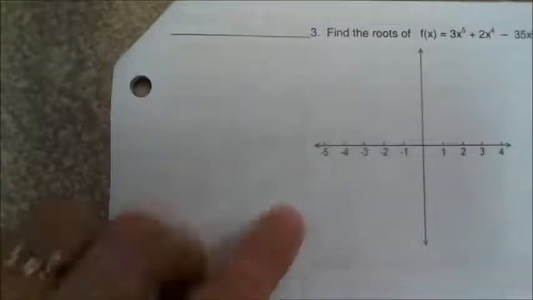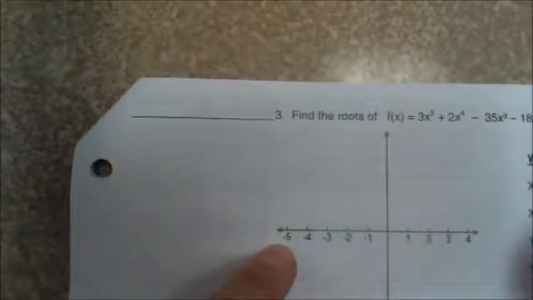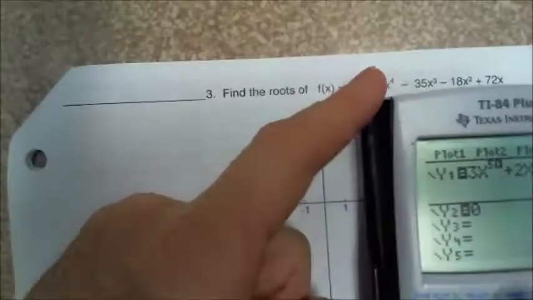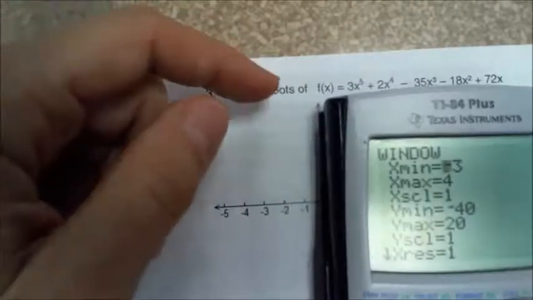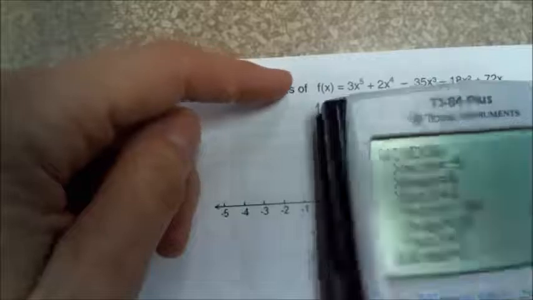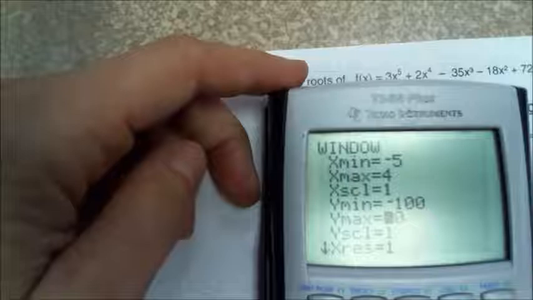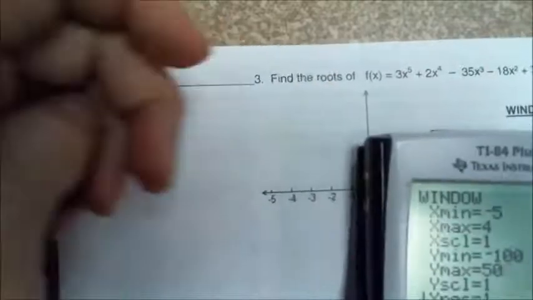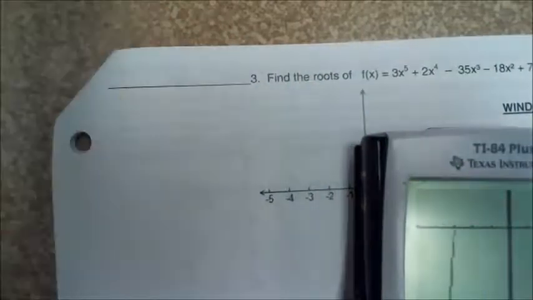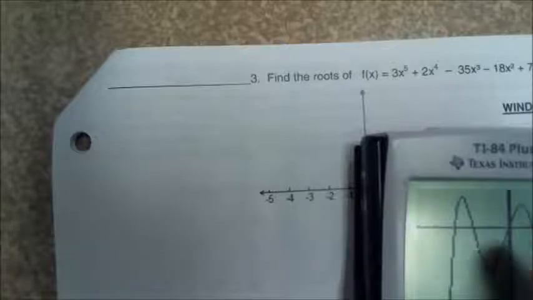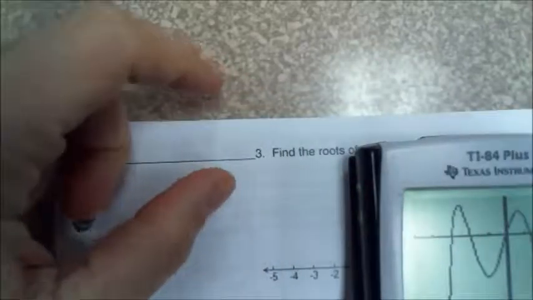And what does this window say? This window says x min is -5, x max is 4. Oh, this goes down to -100. Wow, it's a long ways down. -5 to +4, down to -100, and up to 50. All right, let's see what this guy looks like. 1, 2, 3, 4, 5. Wow, there's 5 times it hits. Must be because it's an x to the 5th. It touches it 5 times.